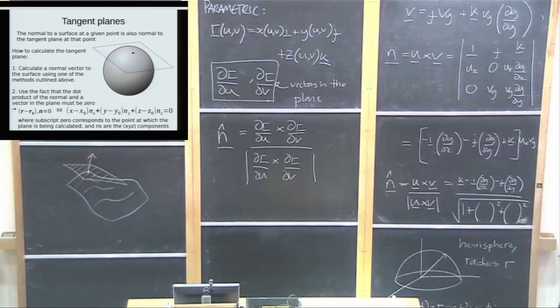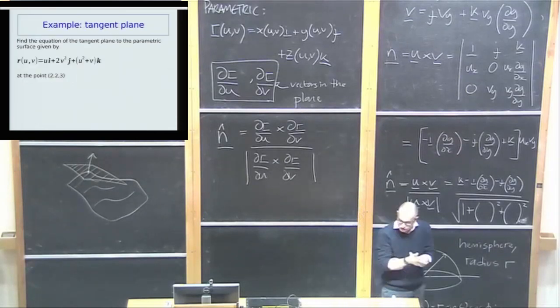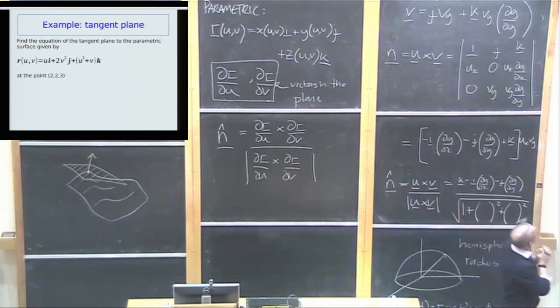Okay, so you'll recall way back, I think in the first lecture, we briefly recapped how you work out the equation of a plane. And one of the ways you do it is if you have a vector which is normal to that plane. So we'll go through an example of that now. This is something which comes up periodically and is important for you to be able to do. All right. So let's find the equation of the tangent plane to a parametric surface, which is given by this expression here.